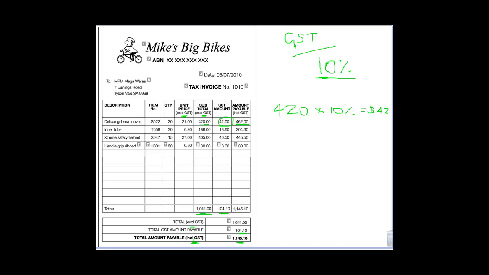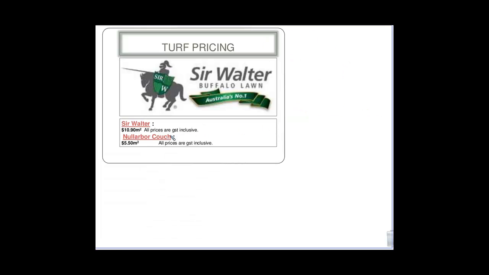Now most of the time our GST is included. And you can see in this example where it says GST inclusive. So they're quoting you a price for Sir Walter Buffalo Lawns at $10.90 per meter squared. But if we want to actually work out what the GST is, we have to do a little bit of calculations ourselves. Because that price is including the GST, we can set up a nice equation where we had a price, so let the price be X, and to that we added 10% of that price in GST. And our price ended up being that $10.90.